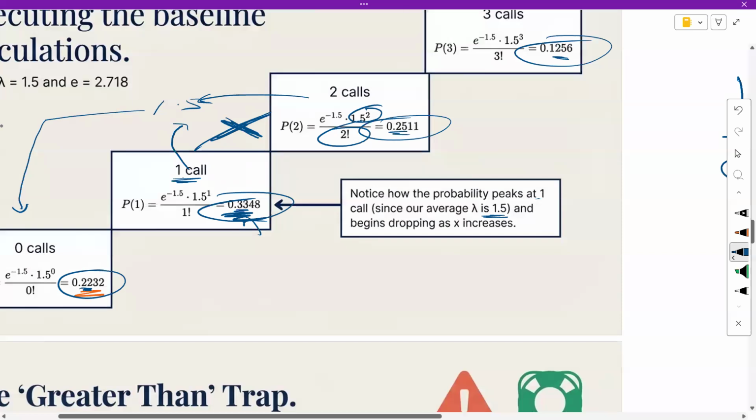So we can't say what's the probability of getting 1.5 calls. That's fundamentally wrong. Why? It's a discrete probability distribution. And as x increases, the number of calls increases, the probability drops.